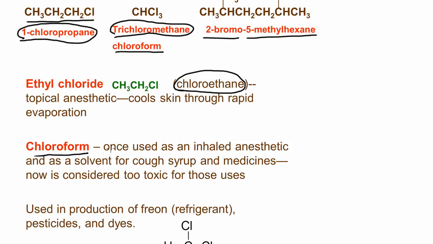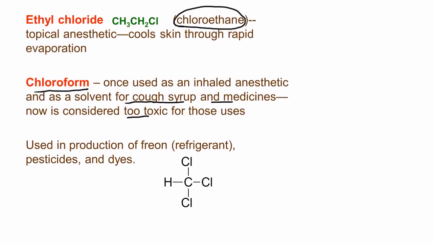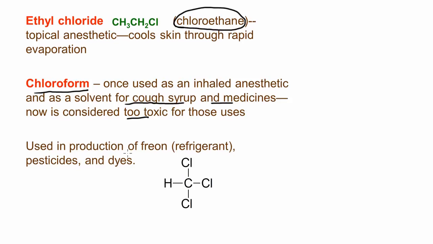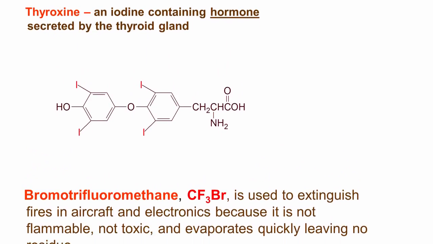Chloroform, that was once used as an anesthetic and also as a solvent for cough syrup and medicines. Today, we don't use them because they're considered too toxic for cough syrups and medicine. They were used in the production of Freon, which was found in refrigerators, and also pesticides and dyes. I'm just going to go over some of the more common compounds that contain halogens.